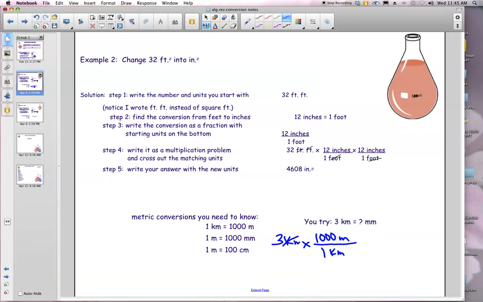Okay, so my kilometers cancel with my kilometers. Now I'm in meters. But I don't want meters, I want millimeters at the end. So now I'm going to use my second conversion, and I'm going to put the meters on the bottom so that it'll cancel. And I'm going to put the 1,000 millimeters on the top, and I will simply multiply across the top, 3 times 1,000 times 1,000, and divide by the bottom, and that gives us a 3 with 1, 2, 3, 4, 5, 6 zeros. That gives us 3 million millimeters. So that's how we work those problems.